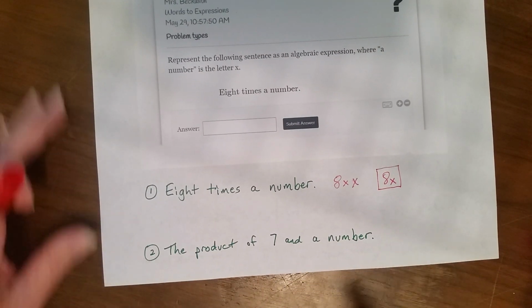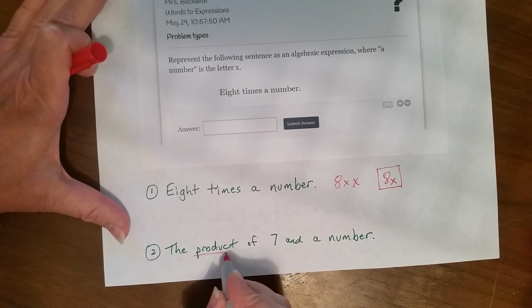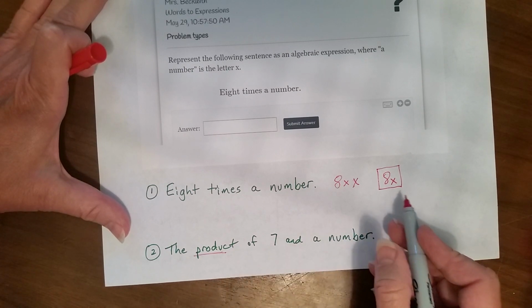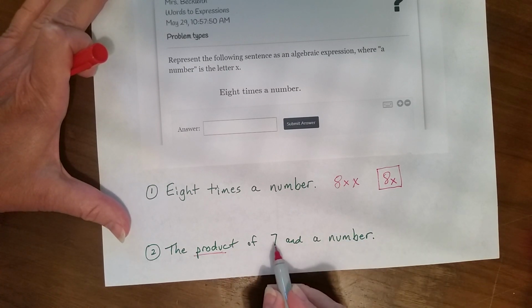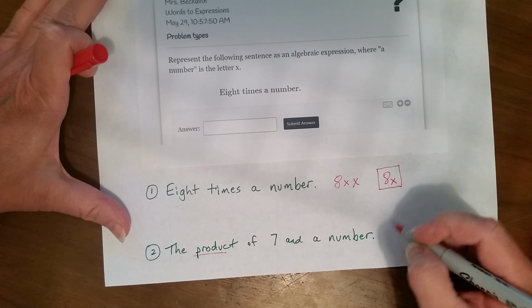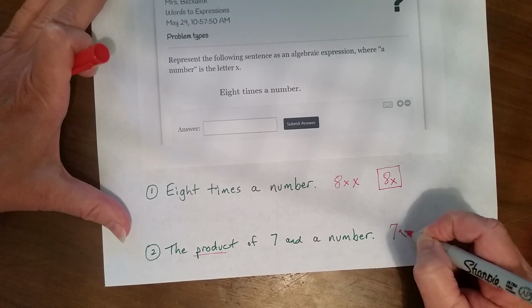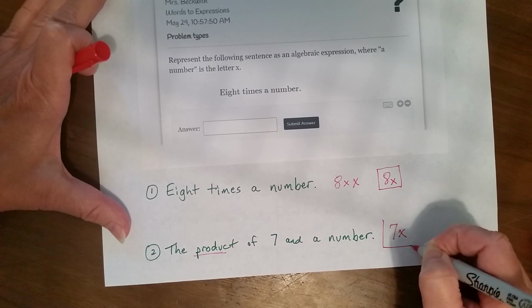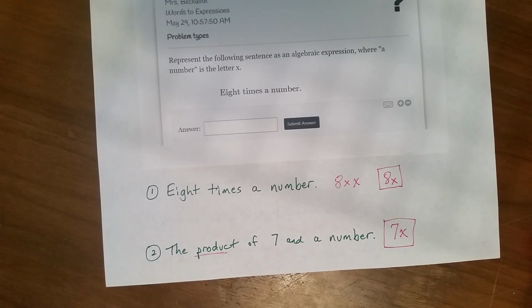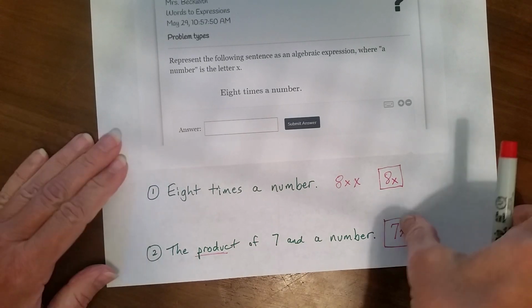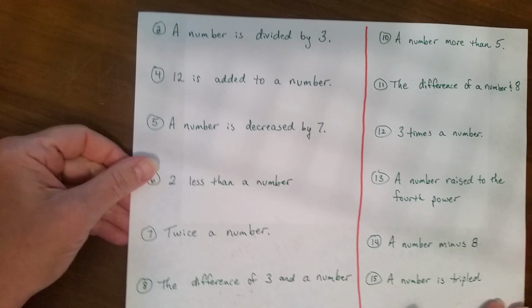Okay, let's do some more of these. The product. Now product again indicates times. The product of what? The product of 7 and a number. So the product of 7 and a number would look like that, 7x. Okay, next one.